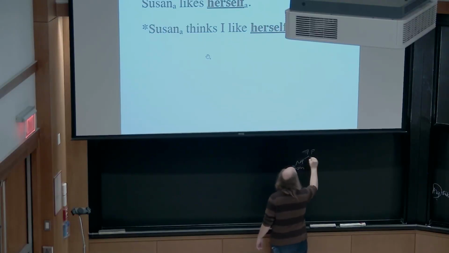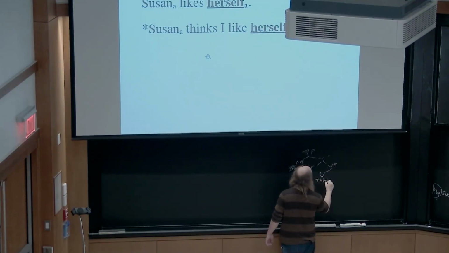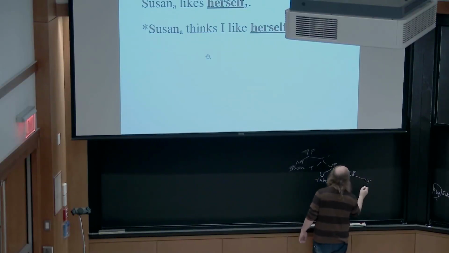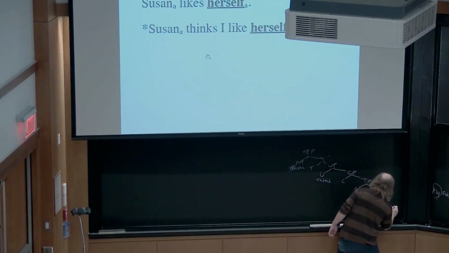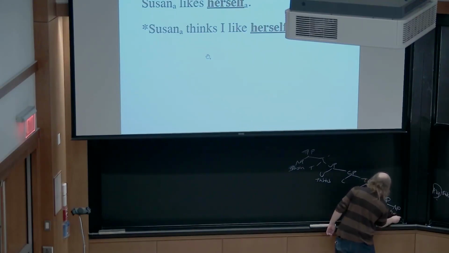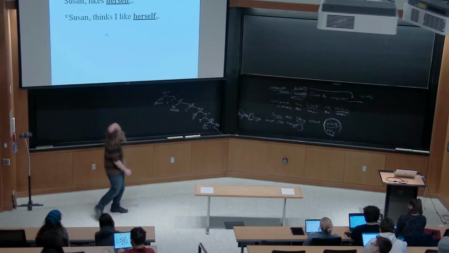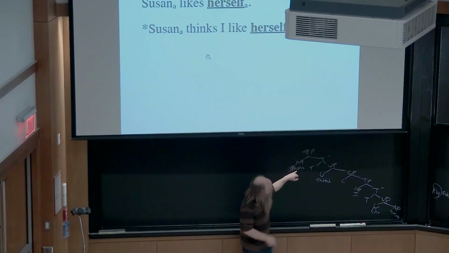Susan thinks, there's going to be a CP here, the null C, and then down here we have a noun phrase I, and a verb phrase like herself. So if we ask ourselves, here's the tree, did I write the right sentence? Susan thinks I like herself, yes. If we ask ourselves, does Susan C-command herself? Well, the answer is yes.